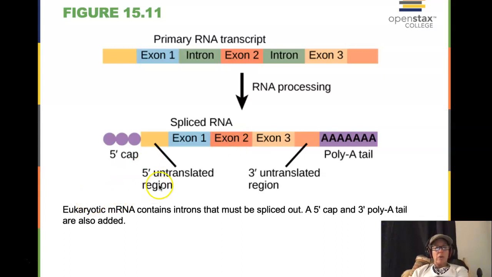So there is another cartoon showing that our initial primary RNA transcript contains both exons and introns. We get our little cap and our tail, and the introns are removed and stay in the nucleus. The exons seal together and they go out. They exit the nucleus.